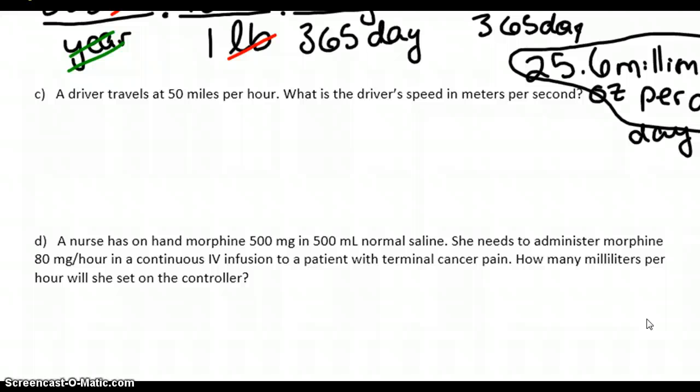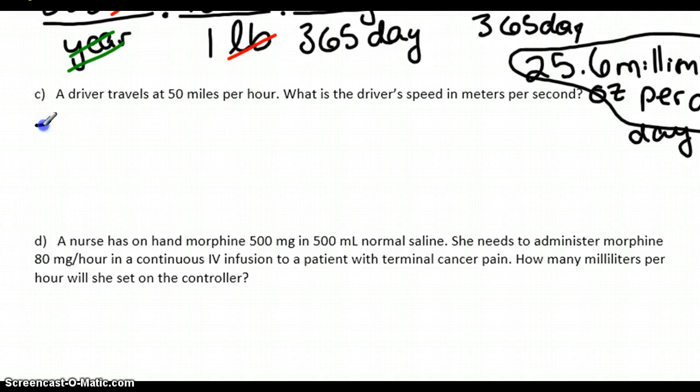Part C then. In this one, we've got a driver that's traveling 50 miles per hour. What's the driver's speed in meters per second? A lot of speeds are given in meters per second in applications. So let's try to convert miles per hour into meters per second.